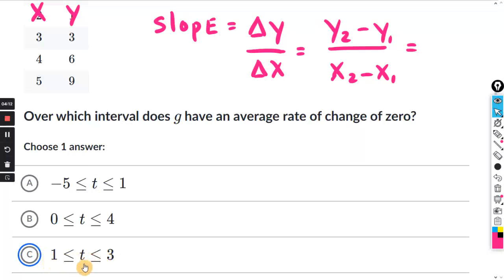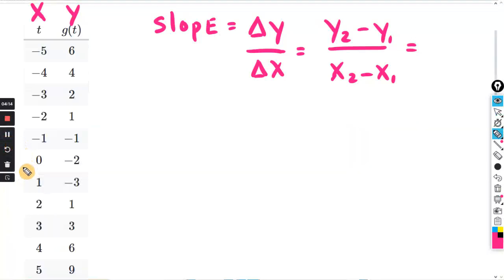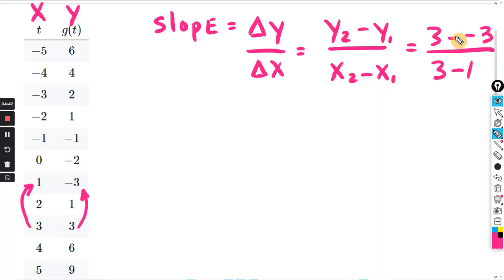Next interval is from 1 to 3. This is the x column, t from 1 to 3. I'm going to subtract the other way this time. I'll do 3 minus 1 for the change in x in the denominator. And then on the change in y, subtract the same way: 3 minus -3. The two negatives make it positive. 3 plus 3 is 6, and 3 minus 1 is 2. That does not equal 0.